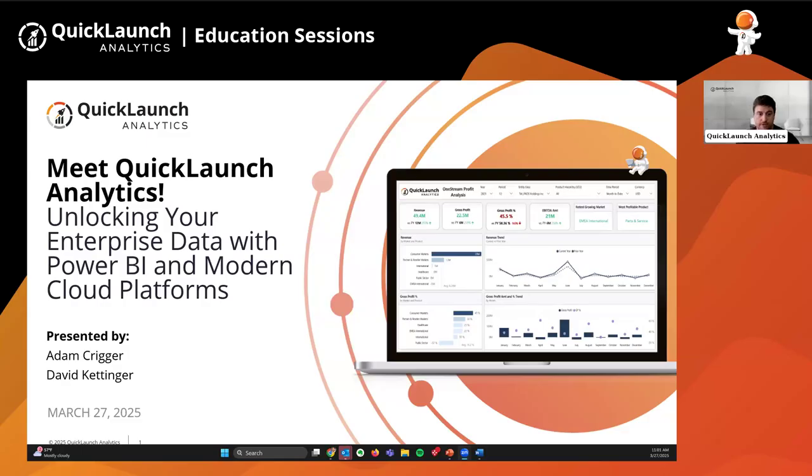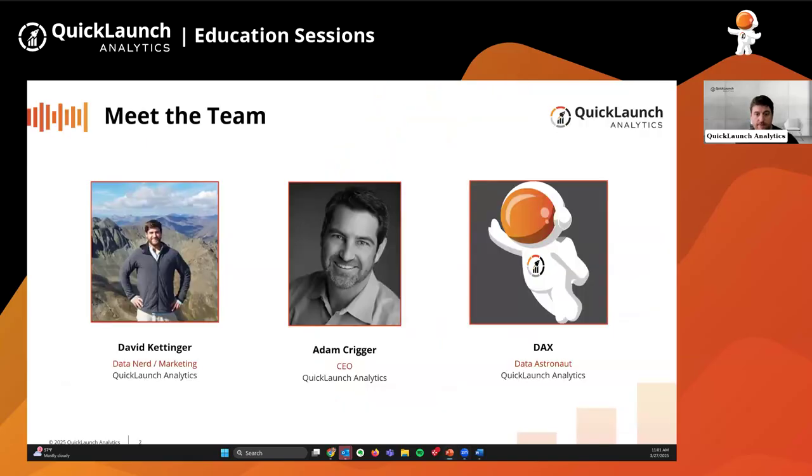So just to introduce you to the team today, my name is David Kettinger, and over the past 10 years with QuickLaunch Analytics, I've worn many hats, including 6 years as a data analytics consultant. And this is me in the first picture here, hiking in Colorado. I actually told my family that I was going to Colorado to get my master's in information systems, but really I went out to ski and climb mountains, which is what I'm doing here in this photo and still doing today up in the Lake Tahoe area.